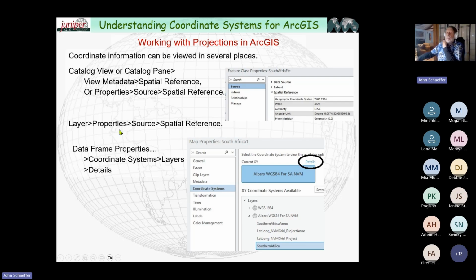And remember that in a data frame, you can have multiple layers with each using multiple coordinate systems. But again, my recommendation is any of those layers being used for analysis should be in the same coordinate system.